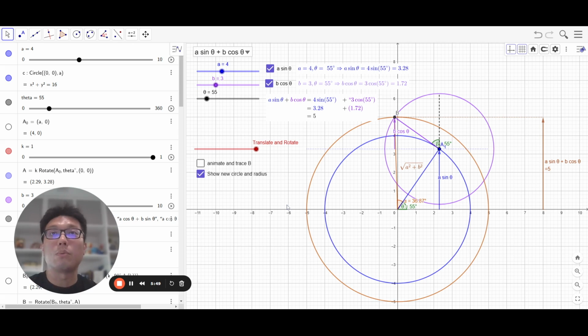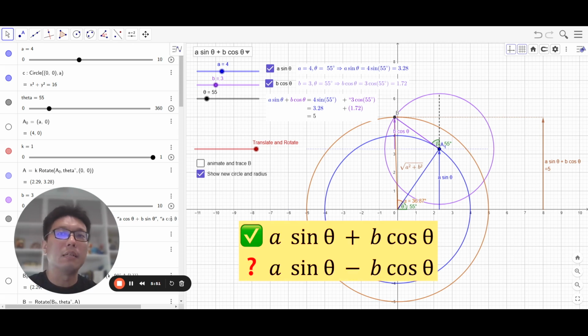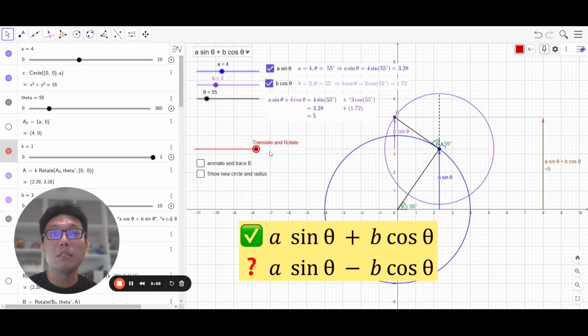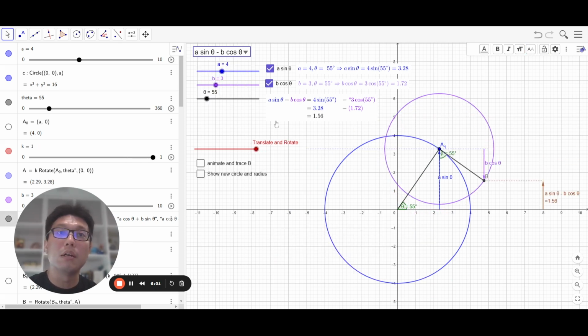So right now we're just wondering, if it was for A sine theta plus B cosine theta, how would it then look for A sine theta minus B cosine theta? Let's just take a look. Now, for A sine theta minus B cosine theta, we will want to start off by subtracting B cosine theta. So we have A sine theta, we subtract B cosine theta. It's kind of going downwards from this point, and that gives us 1.56.